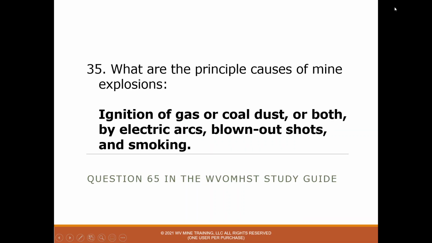Question 35, what are the principal causes of mine explosions? And the answer is that ignition of gas or coal dust, or both, by electric arcs, blown out shots, and smoking. And a blown out shot would be when we would detonate explosives in a coal mine and didn't use proper stemming material, and the force of the explosion would just blow back out the hole and suspend coal dust.